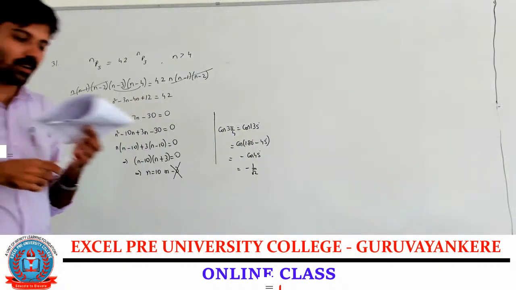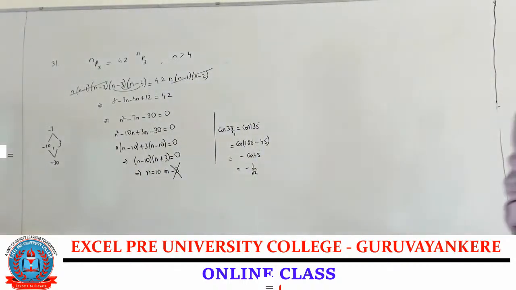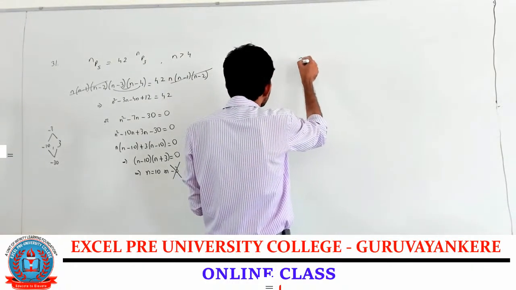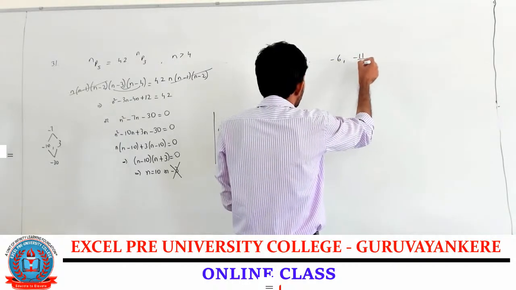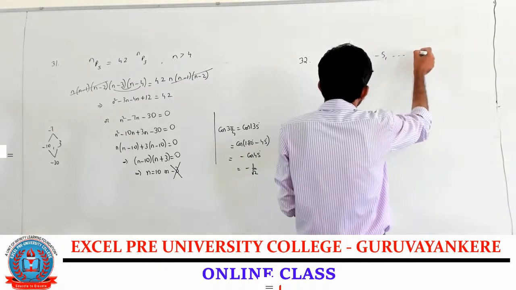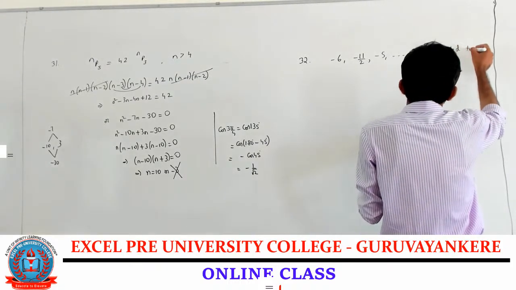How many terms of the AP minus 6, minus 11 by 2, minus 5, etc. are needed to give the sum minus 25?